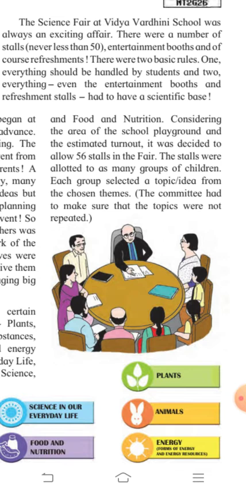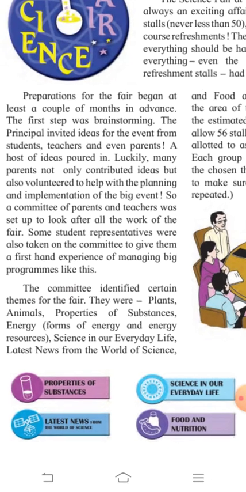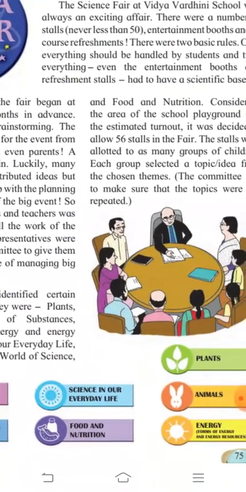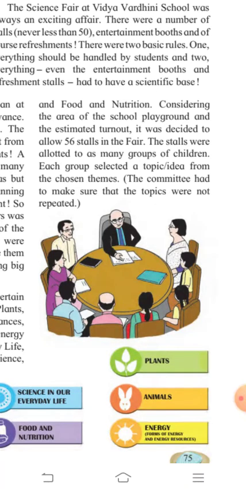Okay, now the stalls were allotted to as many groups of children. So 56 stalls means 56 groups of children were made. Now each group selected a topic or idea from the chosen themes. There were so many chosen themes like plants, animals, energy, science in everyday life, food and nutrition, properties of substances, and latest news in the world of science. From these themes, children selected certain topics or ideas. Now the committee had to make sure that the topics were not repeated.